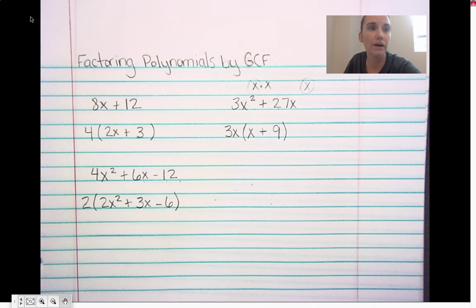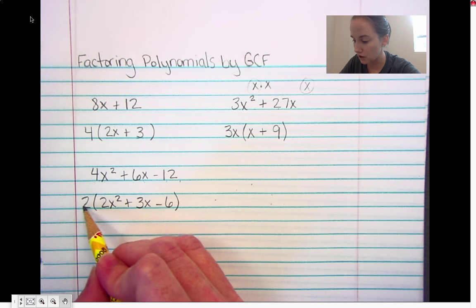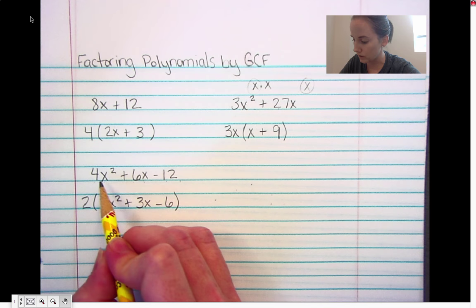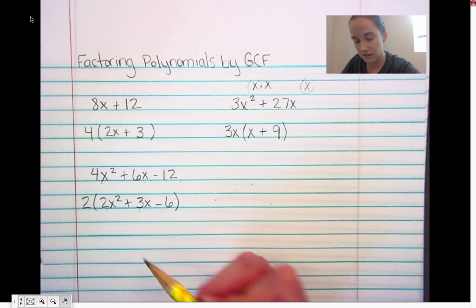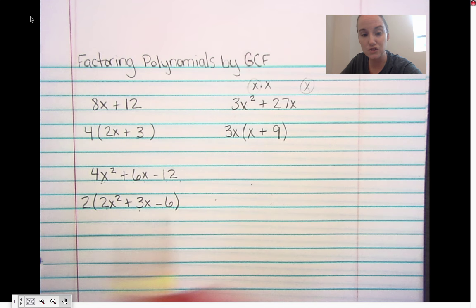And I can check by distributing the 2 back in. 2 times 2x squared is 4x squared. 2 times 3x is 6x. And 2 times negative 6 is negative 12.